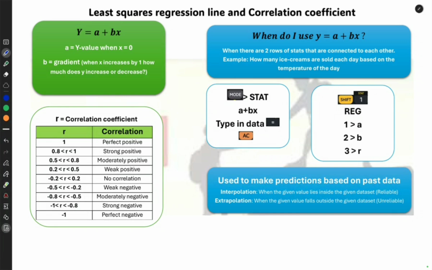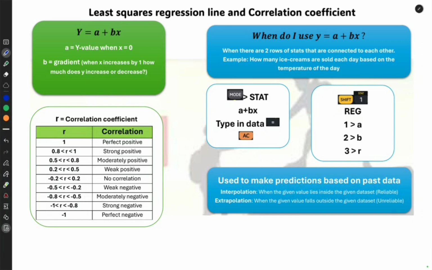Another concept you will learn is the correlation coefficient, with the letter R. You can just study this little table on the left because you will get a question that says calculate R and give a comment on the value of R. Then you just need to write down the connecting words with the value that you got.